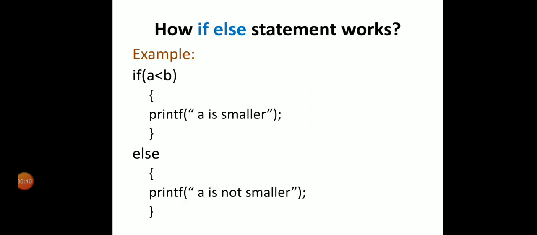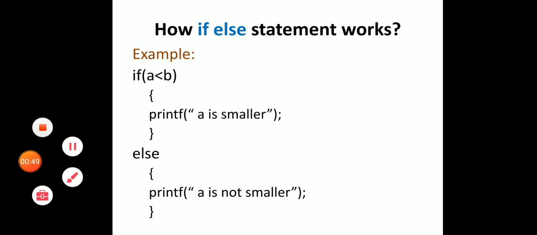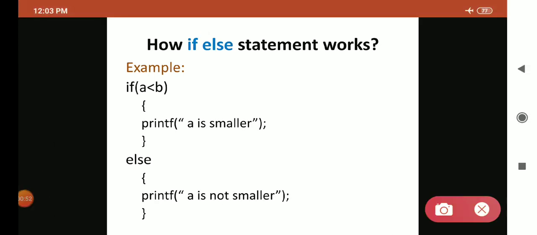Before we understand the program, let us try to understand how if-else statement works, because this statement is used in the program. I have taken a very simple example where there is one condition called a less than b. Now if this condition is true, then it will execute the if block and skip the else block. That is, it will print a is smaller, but it will not print a is not smaller.